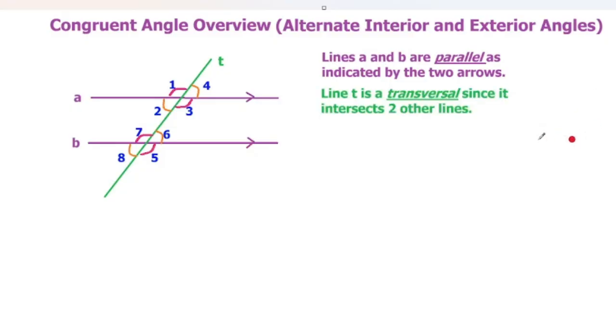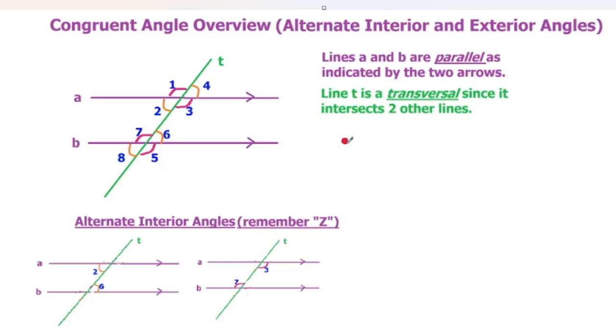Now the next thing we need to know is line T is called a transversal since it intersects two other lines. Okay? So that's the transversal. Now we could see which angles are equal to each other based on the colors, okay? So, but let's review alternate interior angles.